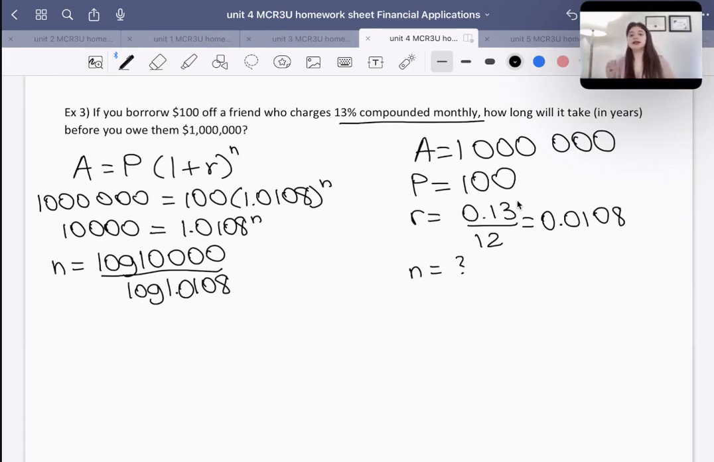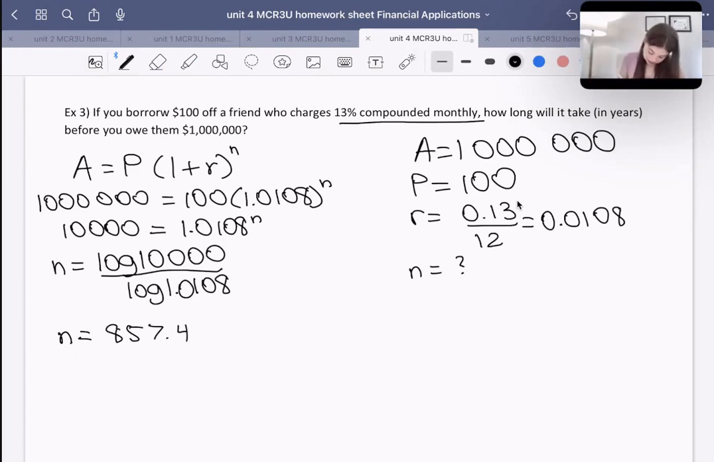Because remember, 10 to the power of what equals 10,000? Well, 10 to the power of 4 equals 10,000. So that part's easy. It's just 4. The part on the bottom, we need to grab a calculator and actually punch the numbers in. So that's what I'm doing here. Log 1.0108. Okay, so n is equal to 857.4.